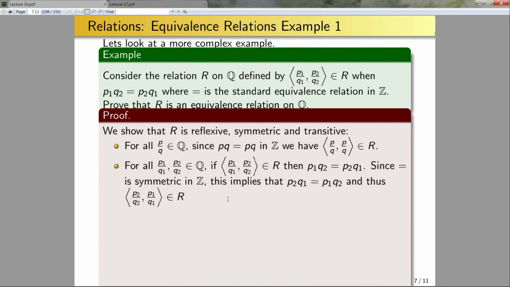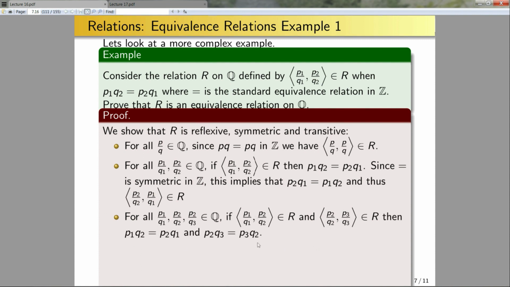Now we need to show transitivity. To show transitivity, I need to show for these three pairs, if the first pair is related to the second pair and the second pair is related to the third pair, then the first pair is related to the third pair. Here I have a bit of non-trivial, in some sense, algebra to do. By definition, if these two are related and these two are related, that gives me these two equations here.